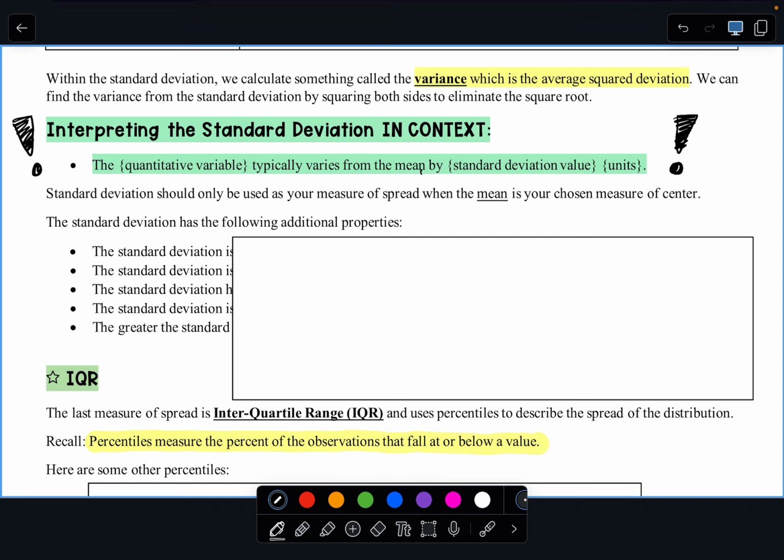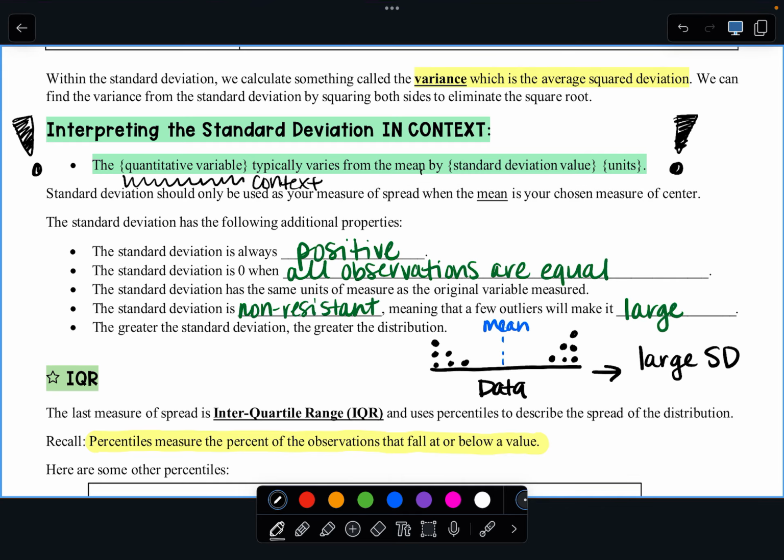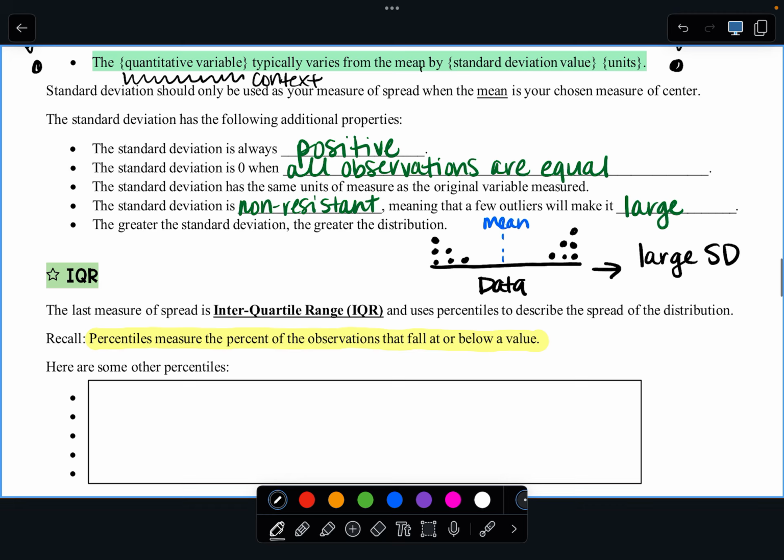The most important part I can tell you from this is you have to include context. If you do not have context, they are not going to give you credit. If I just say the standard deviation is 1.3, that's not interpreting. You have to tell them what this number actually represents. The other thing is making sure you include units. The units are always going to match whatever the data is. So since my data was number of siblings, my units for standard deviation is number of siblings.